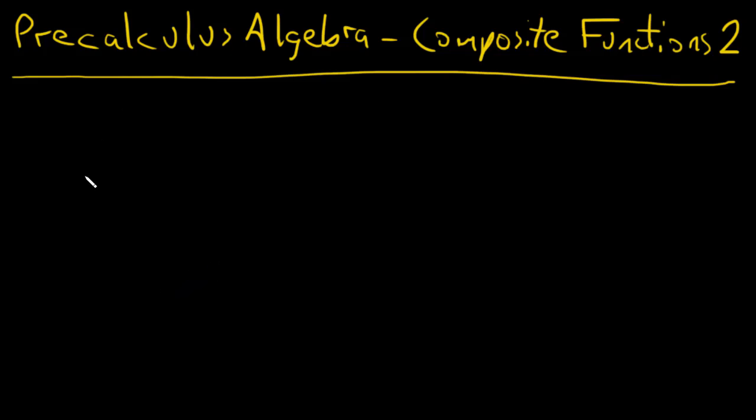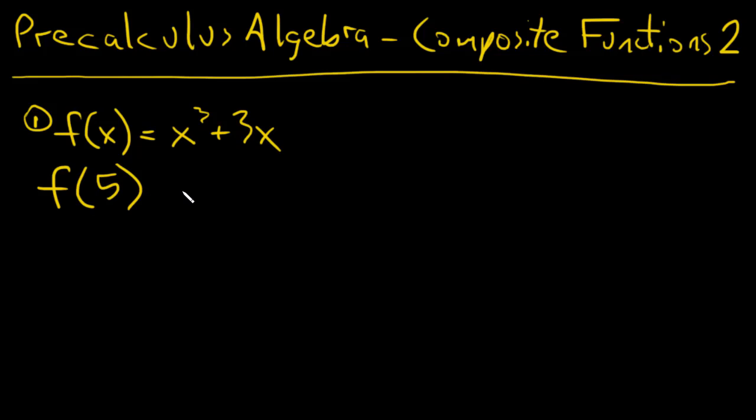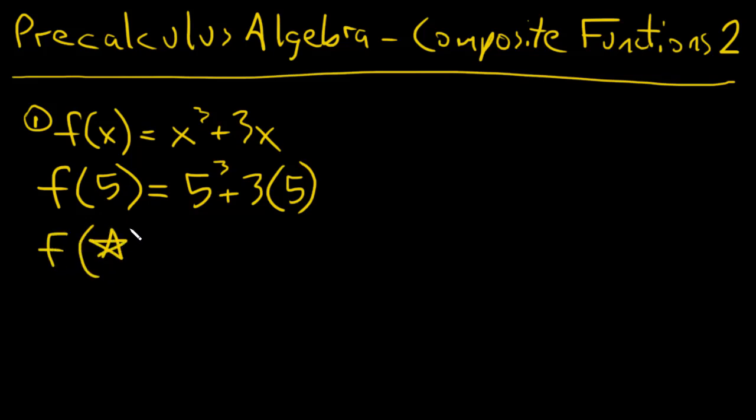So, let's say number one was f of x equals x cubed plus 3x. First thing it wanted was what f of 5 would be. Well, f of 5 would just be 5 cubed plus 3 times 5, just like that. Okay? And then we went from 5 to f of star. What would f of star be? Well, f of star would be star cubed plus 3 times star.